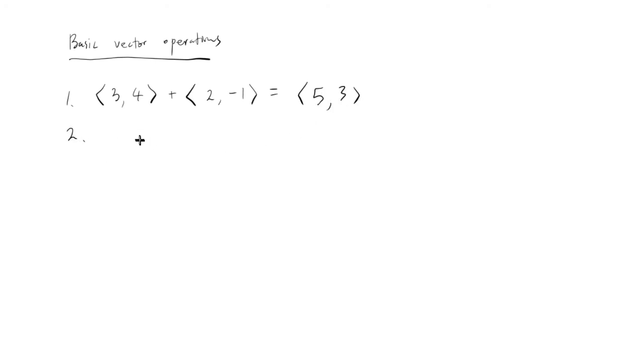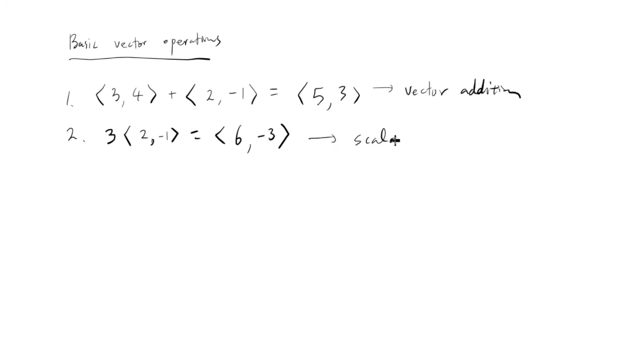Okay, number 2. You can also multiply. I just showed you something we call scalar multiplication. You can multiply by a regular number. Regular numbers, the usual numbers that we know of, are called scalars. So if you have 2, -1, you can multiply by 3, and that gives you 3 times 2 is 6, 3 times -1 is -3. So this one is called vector addition, and this is called scalar multiplication.